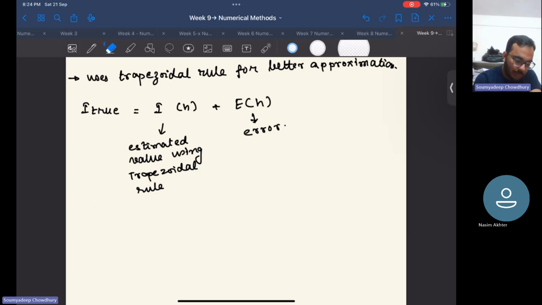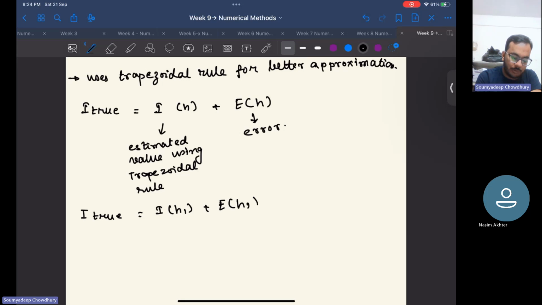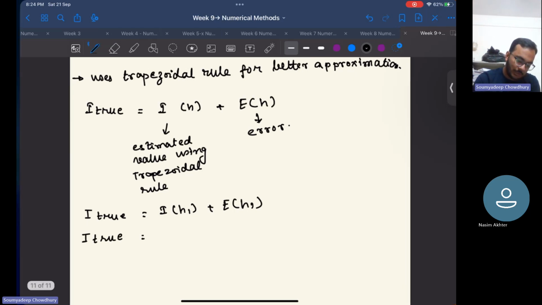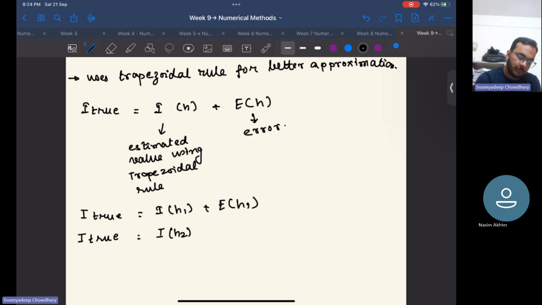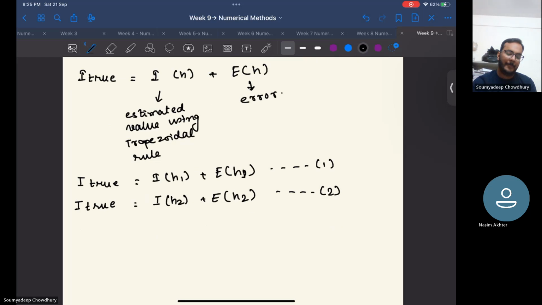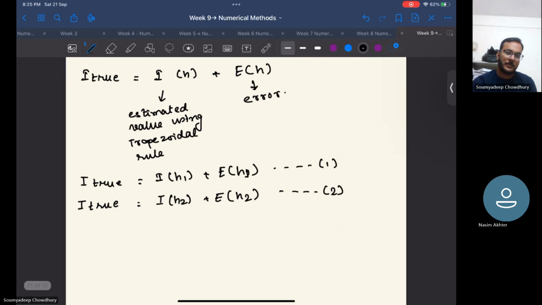What we can write here is I true, if we are using step h1, is I of h1 plus E of h1. So now when we are using step size h2, your true value remains the same, right? So the true value doesn't depend on your numerical technique or your step size or anything. So we can write I of h2 plus E of h2. Correct? Is this clear? What I'm trying to tell here? Could you repeat it once again?